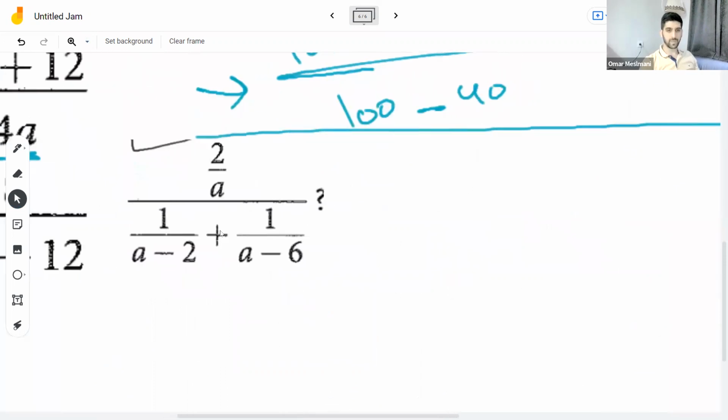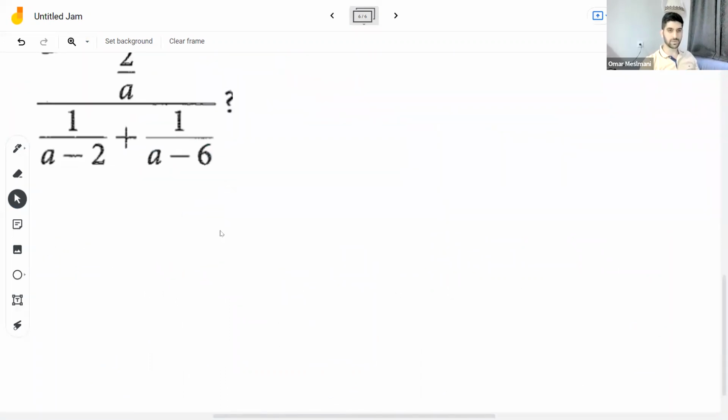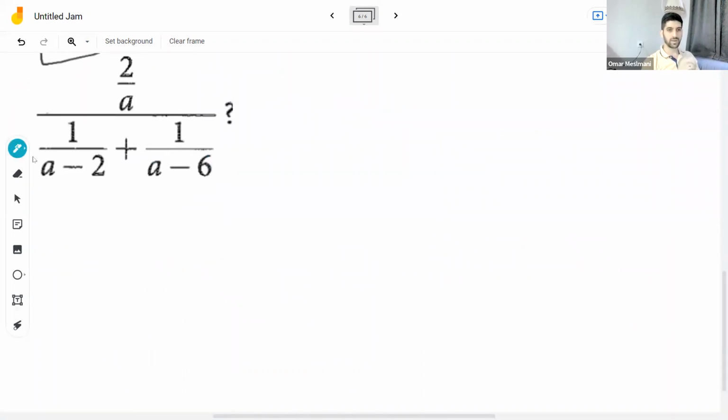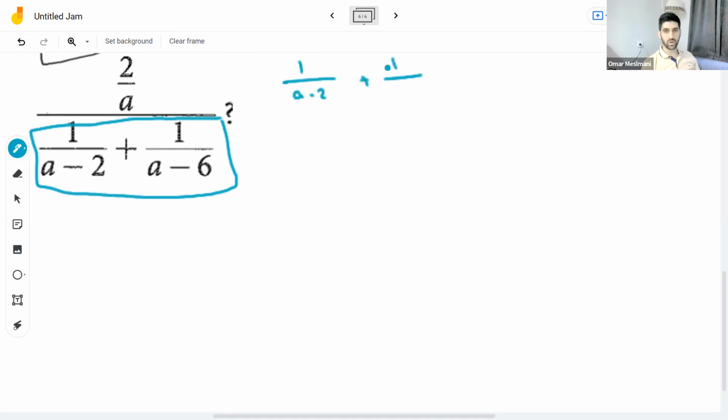All right. That was the question. 2 over a, divided by 1 over a minus 2 plus 1 over a minus 6. First of all, I will take the denominator and I will try to fix it. What do I mean? I will take the denominator, 1 over a minus 2 plus 1 over a minus 6, and I will try to fix it. This way is the longer way, okay?